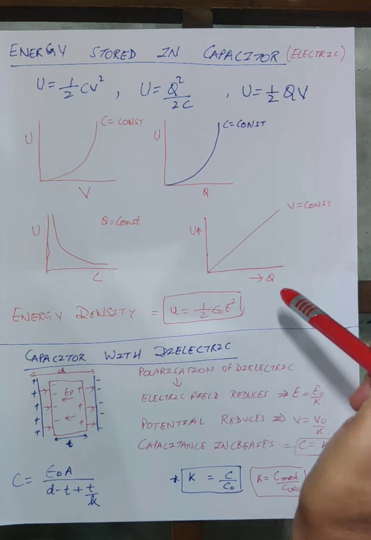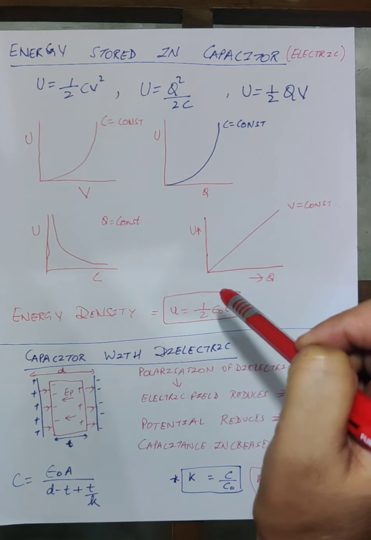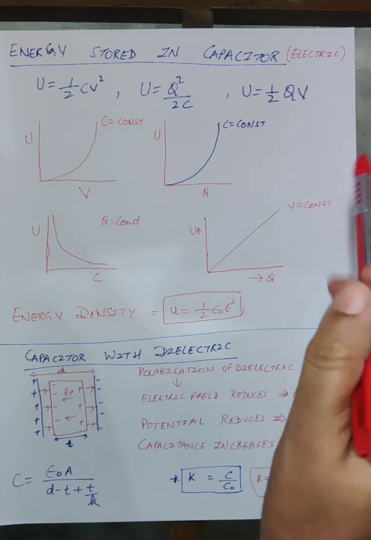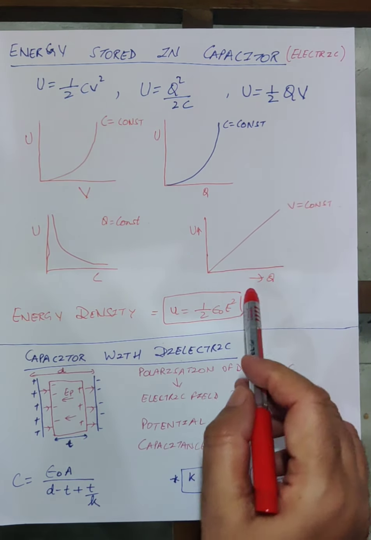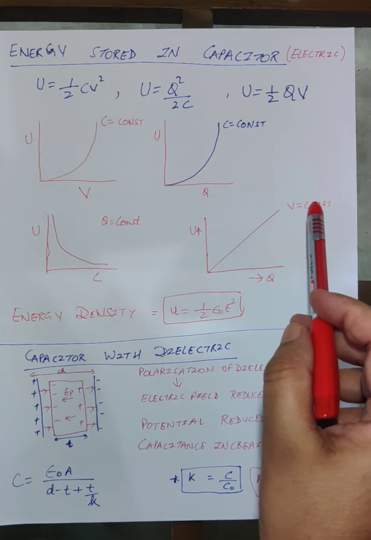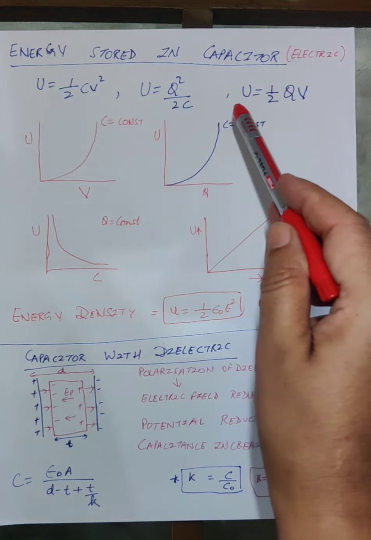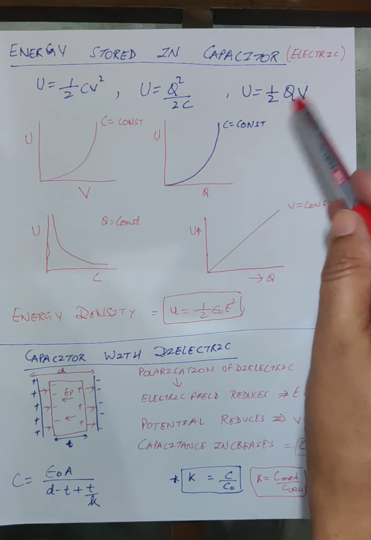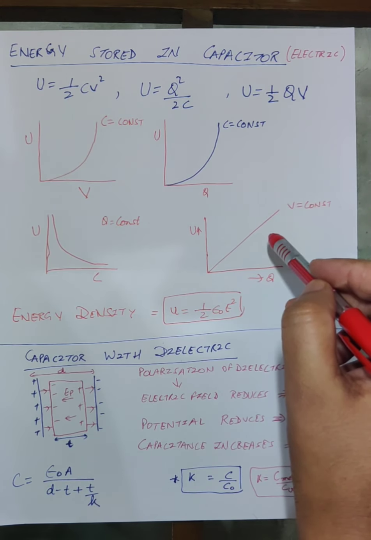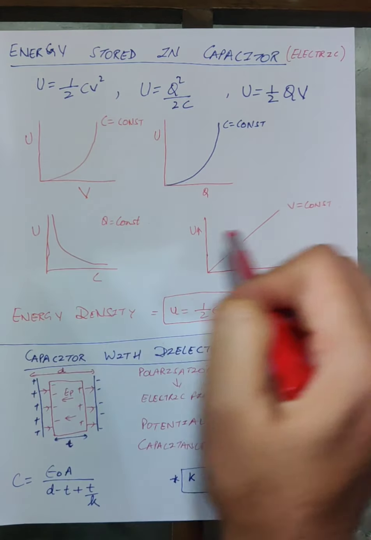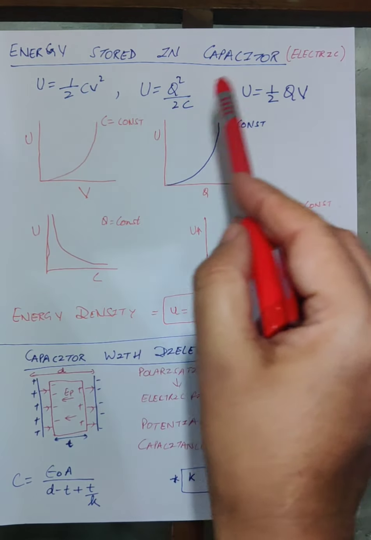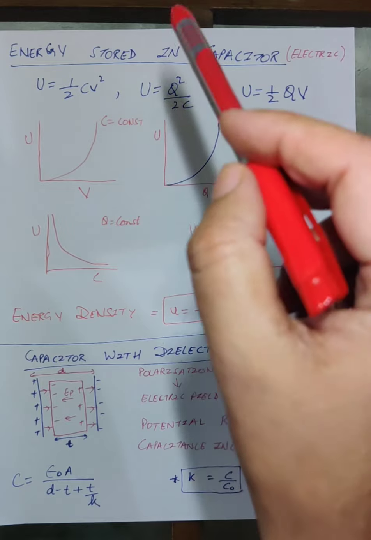The next graph is between U and Q keeping V constant. So you have to use the third relation. V is constant, so you can see that U is directly proportional to Q. So my graph will be a straight line. Such graphs are hidden in these formulas, so you have to use them very carefully.